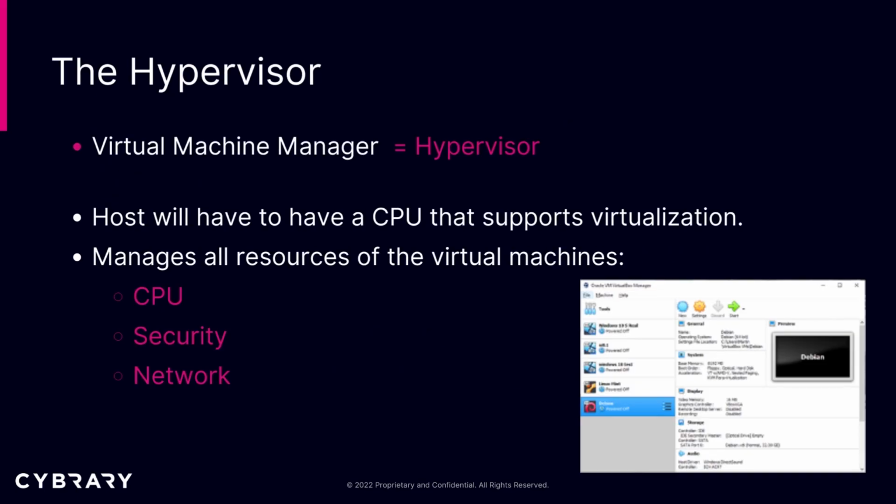The key to desktop virtualization is the hypervisor, also known as the virtual machine manager. The hypervisor is the element that sits between the virtual machine and the host machine, and it supports the virtualization. It controls and manages operations. It manages the CPU, the security, and the network. And the host machine would have to support virtualization in order for this to work.